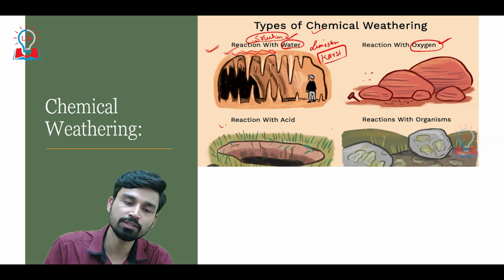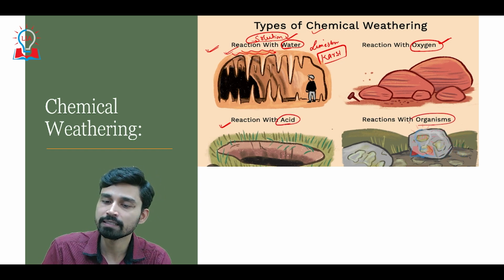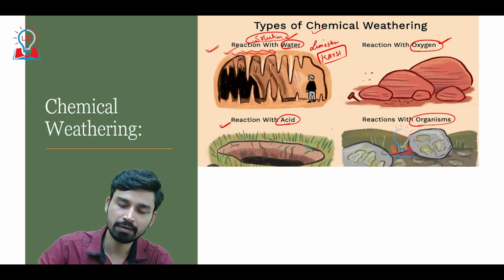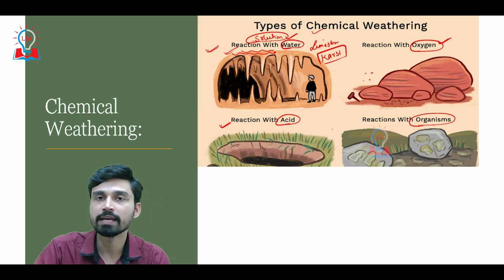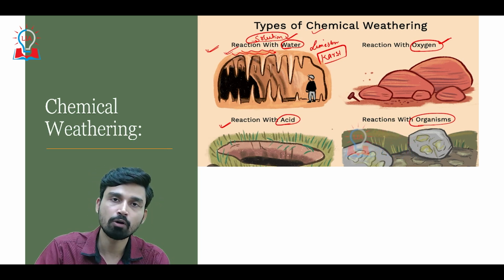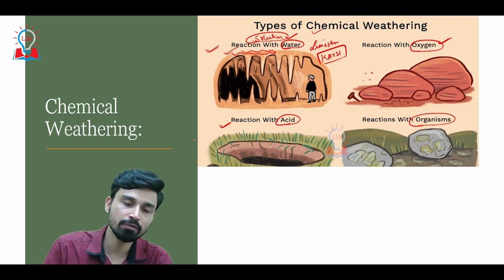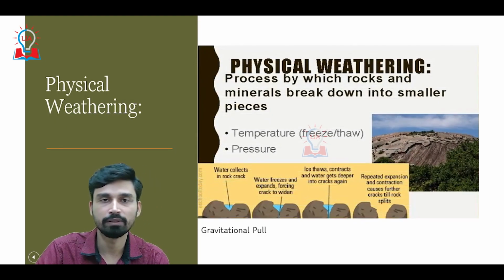We also have weathering that happens due to reaction with acids, or reaction with organisms that produce acid, and not only that, we also have carbonation, that is reaction with carbon dioxide. Carbon monoxide also produces a kind of weathering. Such kinds of weathering we can classify as chemical weathering.